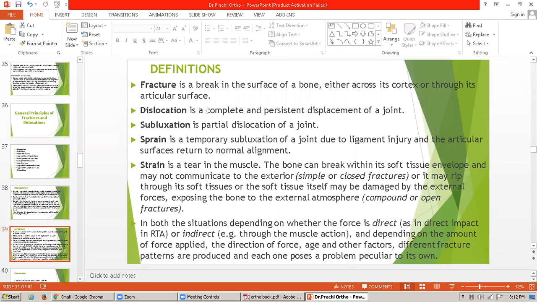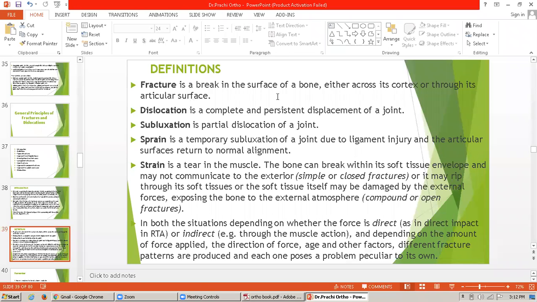So, firstly, we will learn about the definitions of the fracture. A fracture is a break in the surface of the bone, either across its cortex or through its articular surface.